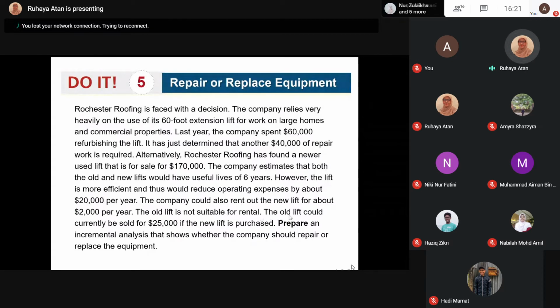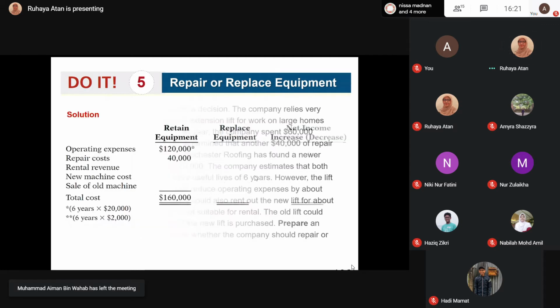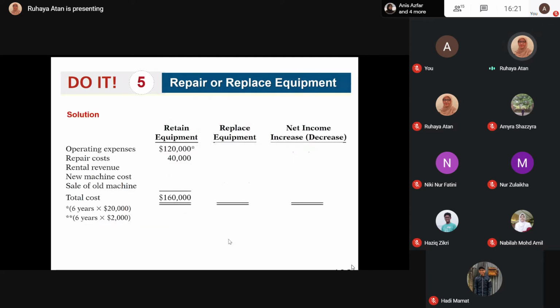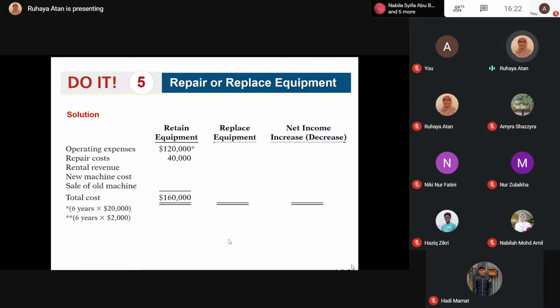So the old lift could currently be sold, and the new lift is purchased. So this is another relevant cost that you need to consider. So prepare an incremental analysis. Can you do this? Take this format and compare whether there is any saving in operating expense, in the repair cost, the rental revenue. If they retain the equipment, what costs will be involved?